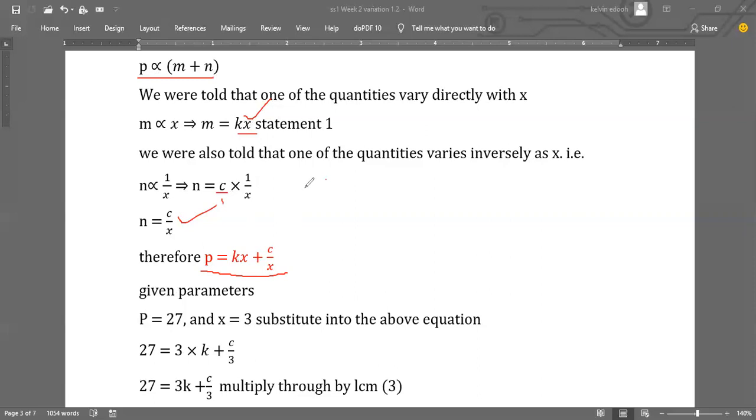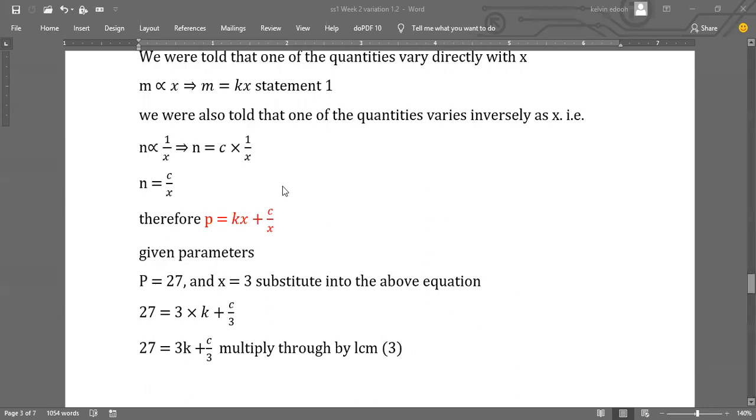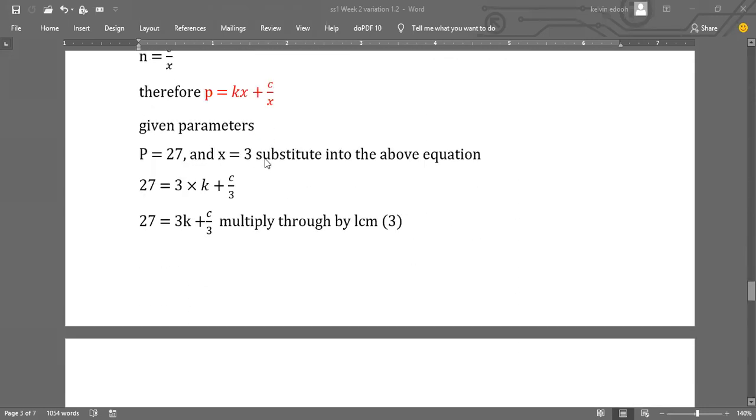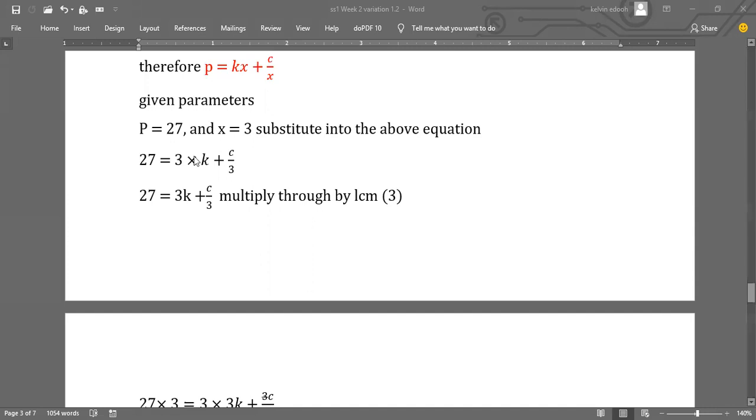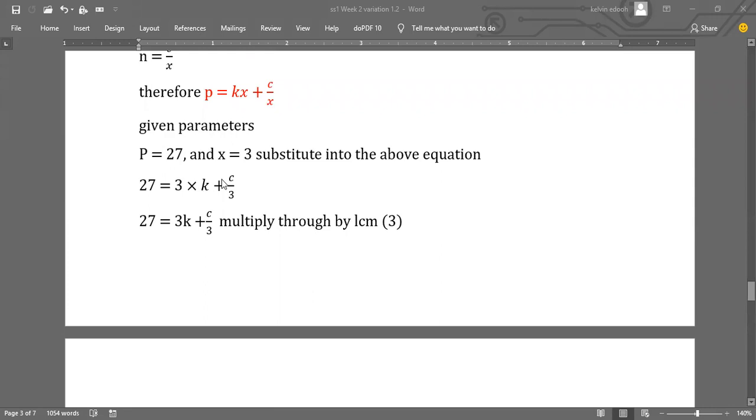So now we're going to use this parameter. So let me clear the screen, please. We're going to use the parameters given to us to find K. So we're going to use the first pair of parameters given to us. We are told P is equal to 27 when x is 3. So if we substitute that, P is 27 equals to what? Because we don't know K, x is 3, so you're having 3 times K plus C over what? X. X is what? 3, so you have 3K plus C over 3.